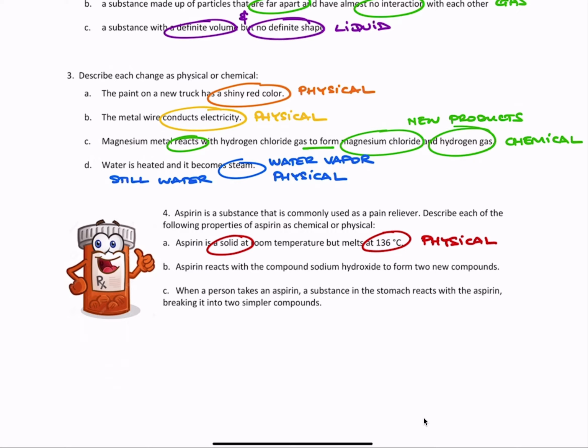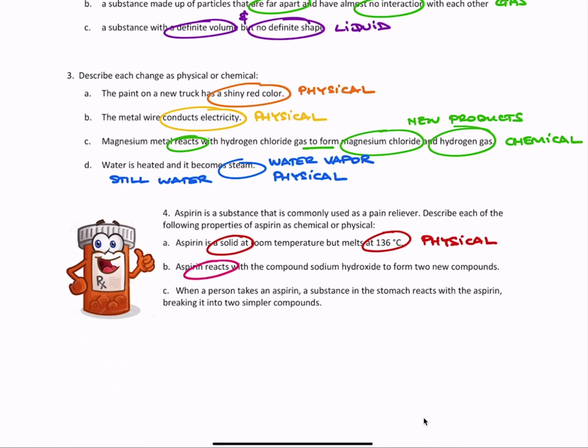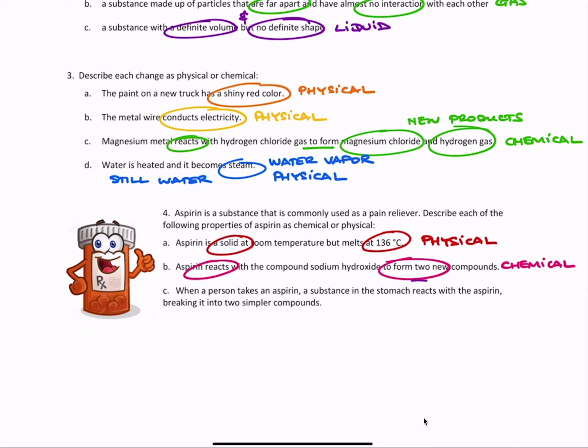Aspirin reacts with the compound sodium hydroxide to form 2 new compounds. Okay, so important: reacts, and 2 new compounds are formed. Therefore, it's chemical. When a person takes an aspirin, a substance in the stomach reacts with the aspirin, breaking it into 2 simpler compounds. Again, what do we see here? We have reacts and into 2 simpler compounds. So there's an idea of something new being formed. Therefore, again, it's chemical.